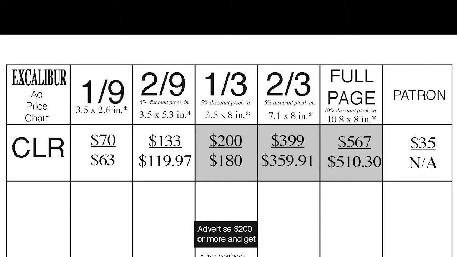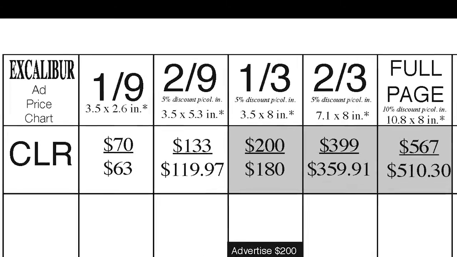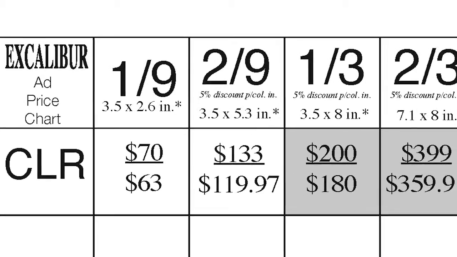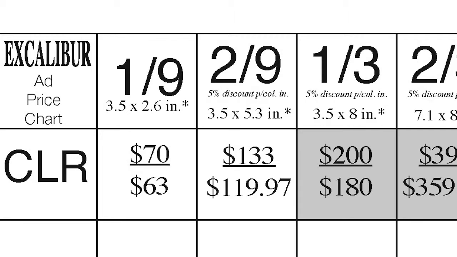Now we see on each of those there's a price, and for instance the color ad that's 2/9 for the yearbook, a 2/9 ad in there would be $133 billed. And if they want to pay that day or the next day, or you're going to go back and pick up the check or cash in a couple days, we can give them the cheaper price for a 10% discount, which has already been factored for you at $119.97.